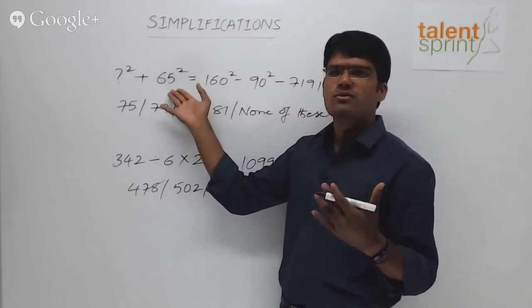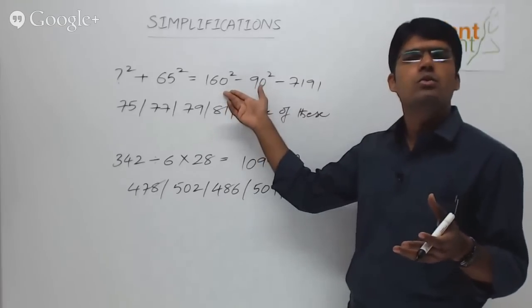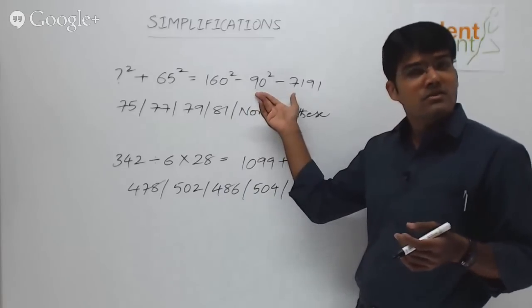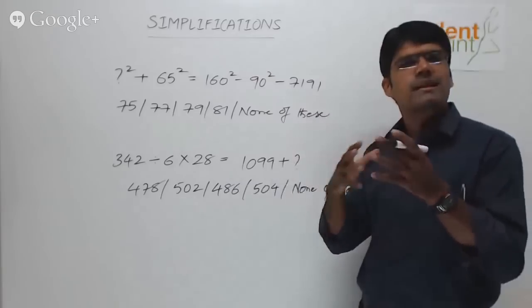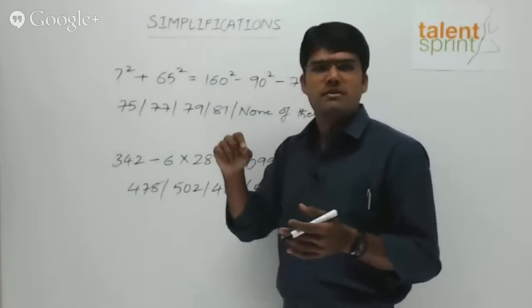65 square will be how much? 6 7 is 42, so 4225. 160 square, 16 square is 256, so this will be 25,600. 90 square is 8,100, and 7191 as it is. So you can just do that calculation to arrive at the right answer, which may be 78. I mean, you'll get some value. You have to take the square root of that to find out the question mark.